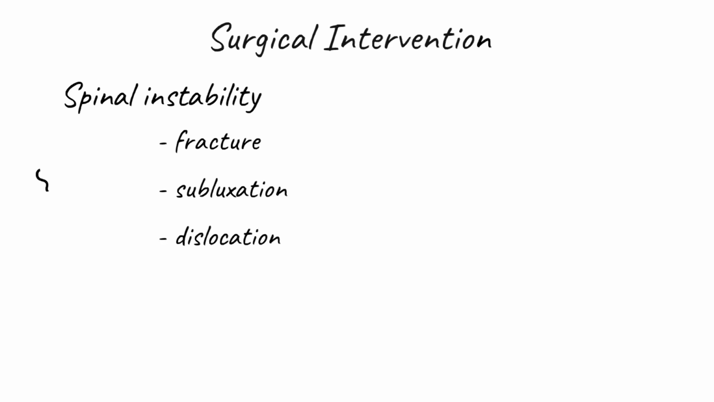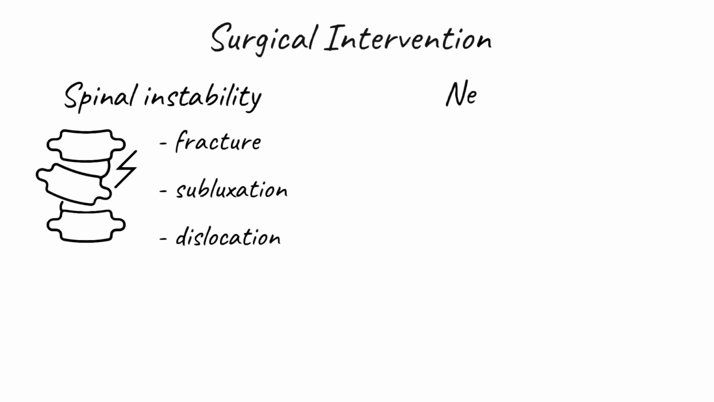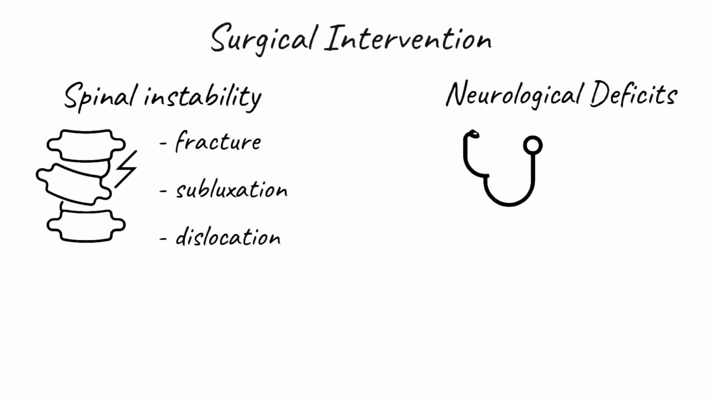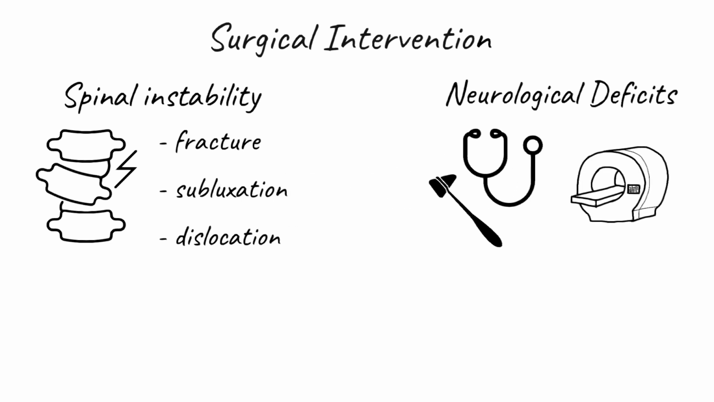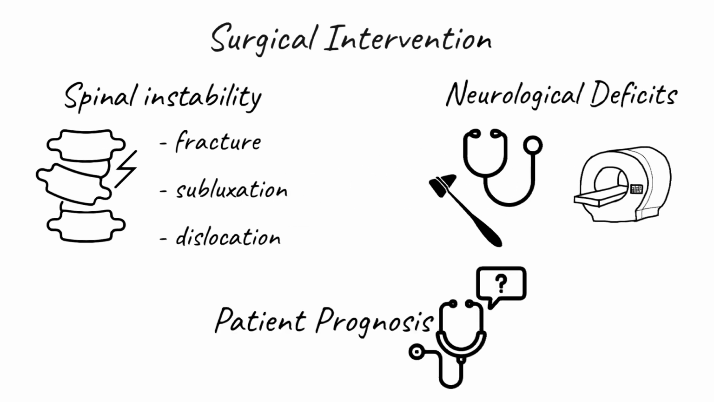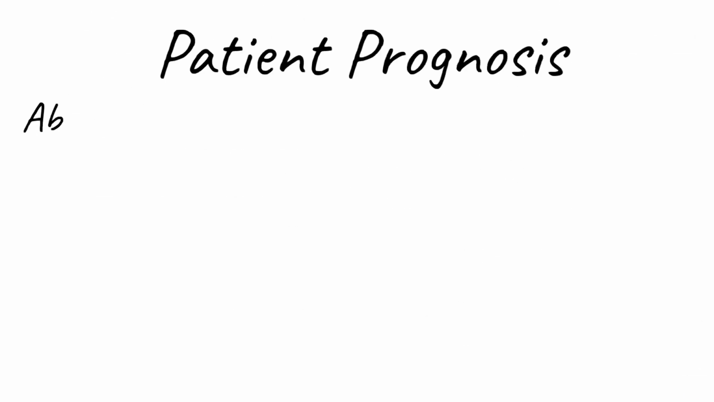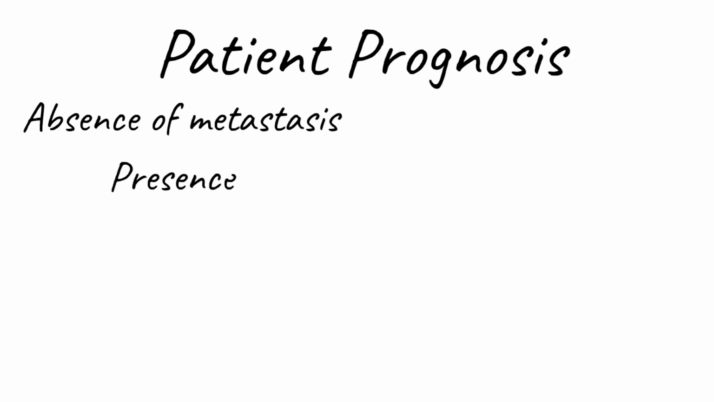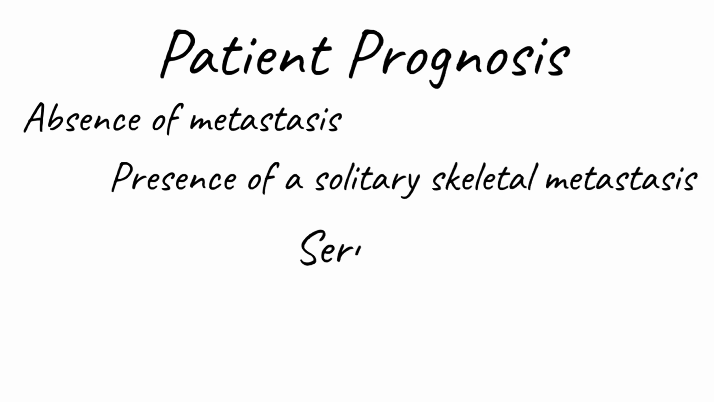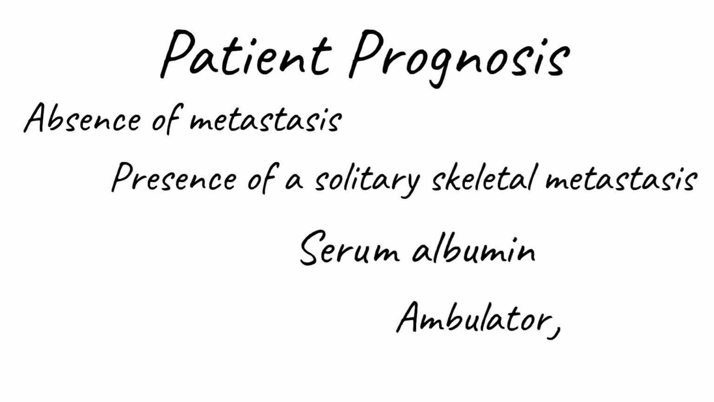A surgical intervention is indicated if there is spinal instability due to fracture, subluxation, or dislocation, or if there is an acute onset of paresis or paraplegia. It is also indicated if there are neurological deficits that can be identified through physical exam or MRI. The patient's prognosis has to be taken into account too. We will look for absence of metastases, presence of a solitary skeletal metastasis, serum albumin, and ambulatory status.